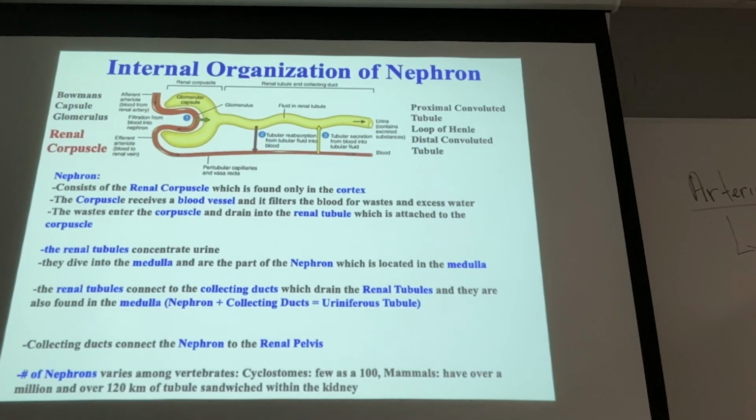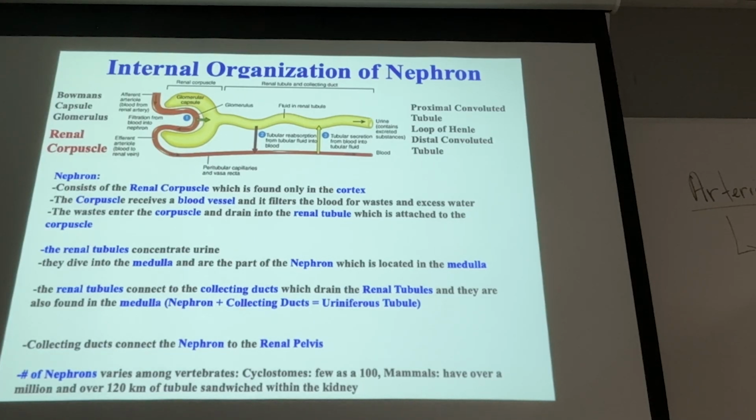Internal organization of the nephron. This is the picture I've shown you before, or drawn really poorly. You can see this is a nephron, or what we call a renal tubule, and this will connect to a collecting duct. The collecting duct plus that nephron is your uriniferous tubule. Now, a nephron has two parts. It has the tubule, which is the longest part, and then the swelling at the top of it, which is found in the cortex. And that balloon is called the renal corpuscle.